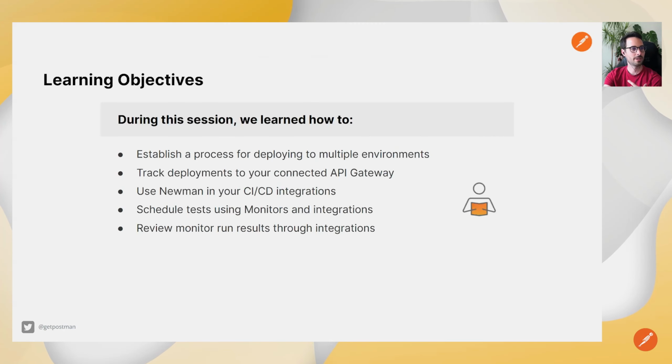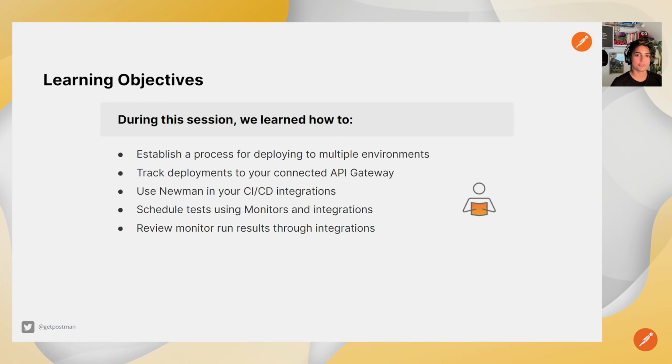So I'm going to move back to the slides right here. Ruby, do you want to take it over? Yeah, for sure. So having gone through everything in this session, you should now feel more comfortable with the following learning outcomes. You should be able to establish a process for deploying your API to multiple environments. You should feel confident about tracking your deployments to your connected gateway. You should be able to use Newman in your CI/CD integrations. And finally, you should be able to schedule tests using monitors.